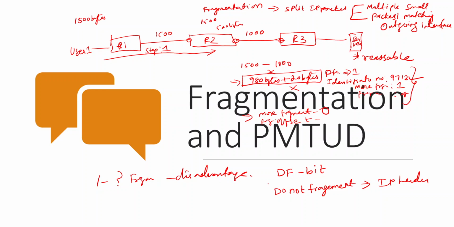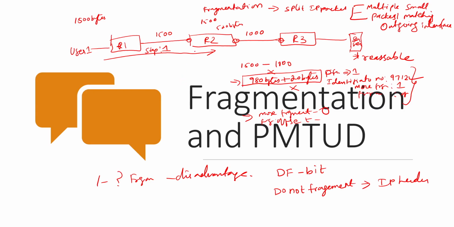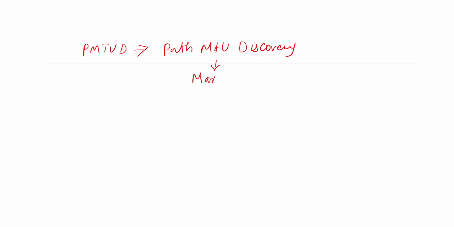Is there any other way that the destination host itself can identify the path MTU and alter the packet size, instead of 1500 bytes, can I alter it to something like 980 bytes while sending itself? Yes, there is an option. That's what we call path MTU discovery. What this MTU is, maximum transmission unit.